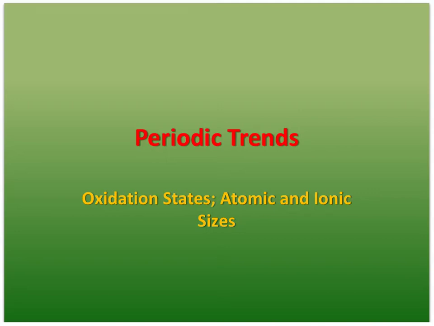In this video, I'm going to be going over periodic trends, talking about oxidation states, atomic and ionic sizes. But what does periodic mean? So let's start by talking about periodic. A simple definition of periodic would mean repeating.